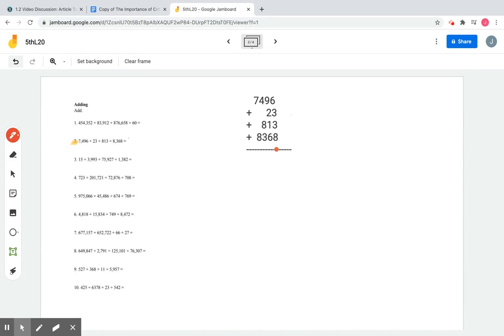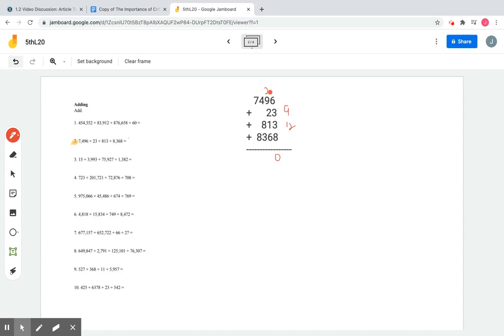Alright, so I'm going to add the numbers in ones place first. So it's going to be 6 plus 3 plus 3 plus 8. So 6 plus 3 is 9, and 9 plus 3 is 12, and 12 plus 8 is 20. So I'm going to write 0 here, but then 2 has to go up here because we don't have any room to put that. And we're going to add 2 as well.